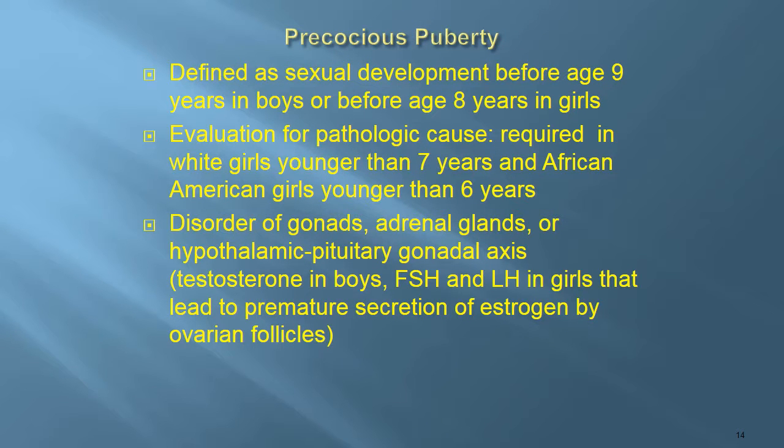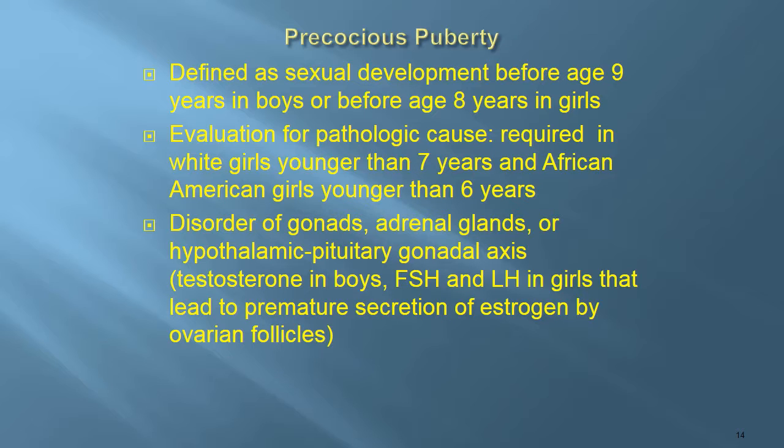Precocious puberty is defined as sexual development before age 9 in boys and before age 8 in girls. Evaluation for a pathologic cause is required in white girls younger than 7 and African American girls younger than 6. This may be caused by disorders of gonads, adrenal glands, the hypothalamus or pituitary gland. It affects the testosterone level in boys. FSH and LH levels in girls lead to premature secretion of estrogen by the ovarian follicles.